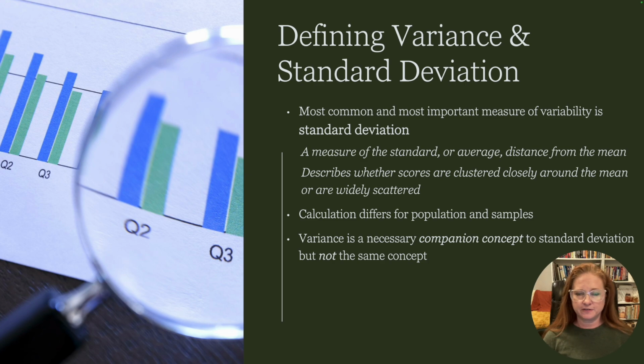Let's do some defining. So, defining variance and standard deviation. The most common and most important measure of variability is standard deviation. In a lot of textbooks, academic journals, and conferences you're going to start attending, you're going to hear it as SD or S. Absolutely, you're going to hear it as standard deviation. Standard deviation is the measure of the standard or average distance from the mean.